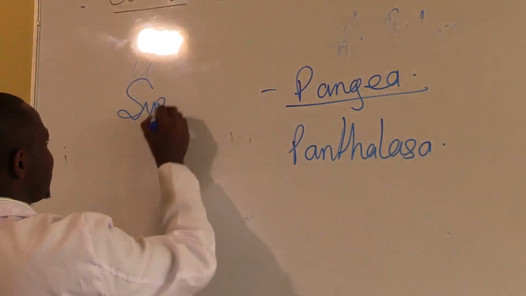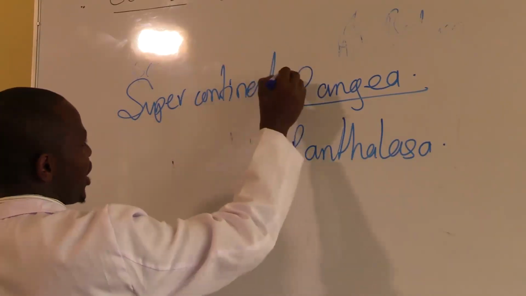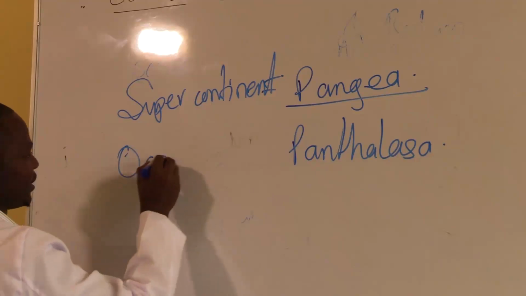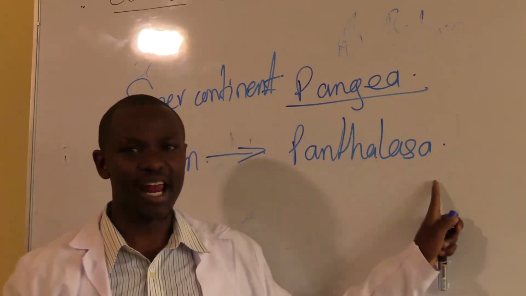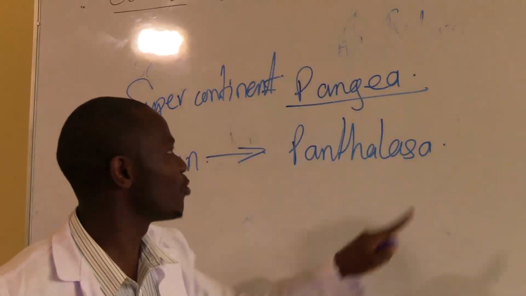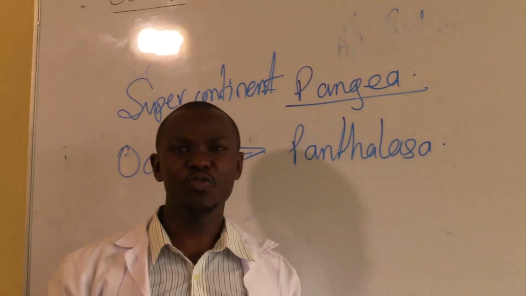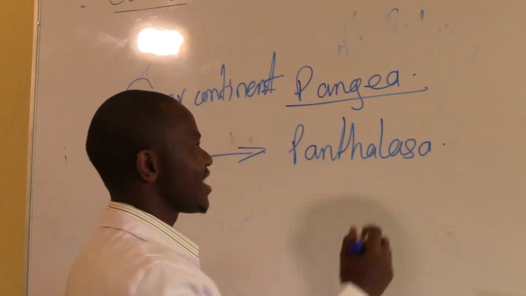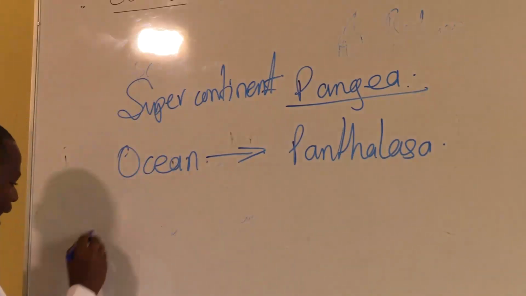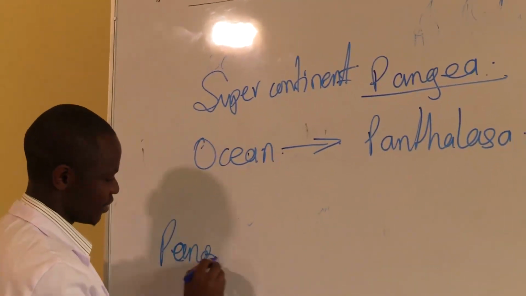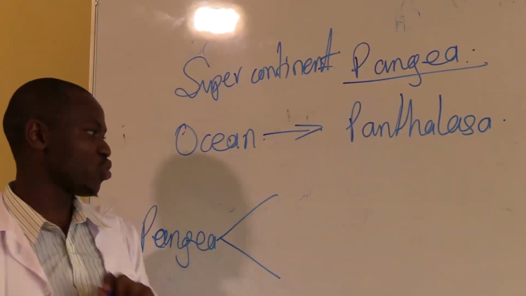This was the supercontinent. And we also had the ocean, one large ocean called the Panthalassa, which was now surrounding the Pangea. And due to gravitational force and the tectonic forces, the Pangaea, that's one large mass of land, broke into two.